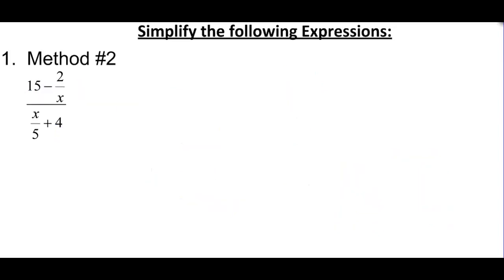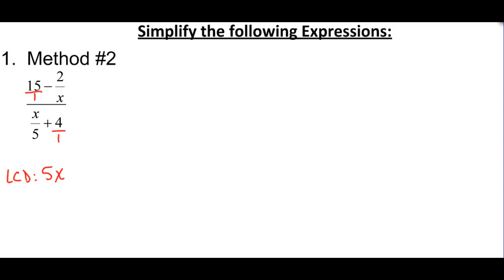So how would we do this in the second method? Well, in the second method, what I want to do is make each of these terms a fraction, and find my least common denominator for all of my denominators. I have a 1, an x, a 5, and a 1. Well, if I have a 1 and a 1, an x, and a 5, my common denominator would be a 5x. Okay, I can make each of these denominators 5x by multiplying by something.